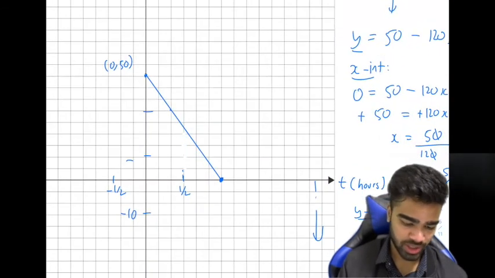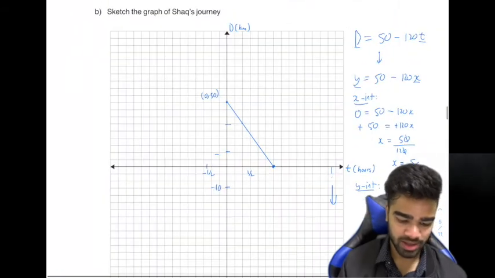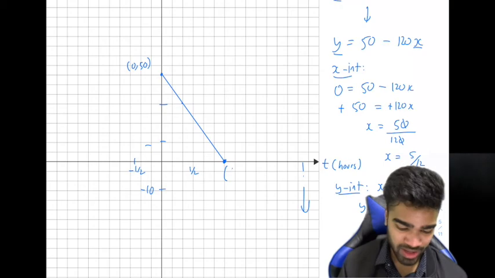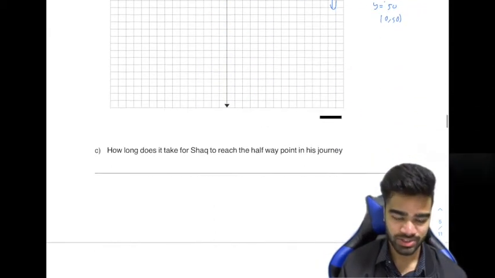So this is this whole journey over here. Shaq's journey. Okay, so that's sketching there. Oh, I forgot to label the x-intercept. Make sure you label. It's very important. So the x-intercept was 5 on 12 and 0. Okay, you sketch the graph.